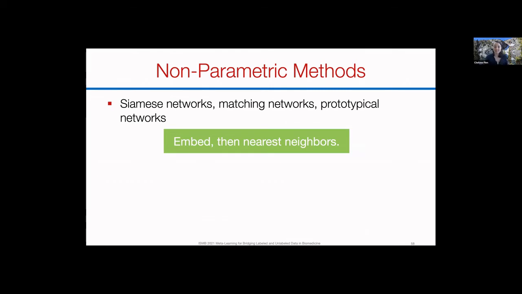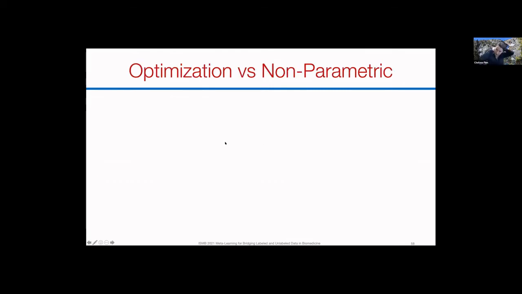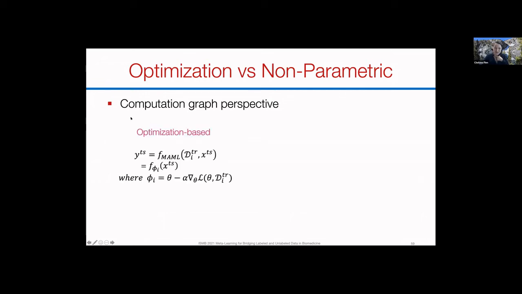Okay, so how does optimization-based meta-learning compare to non-parametric methods? One perspective that I think is useful is what I call the computation graph perspective, which is that you can actually write out these meta-learning methods as some overall function that takes as input the training examples and the test input, and does some sort of optimization on the training example, such as fine-tuning, and uses that to predict for the test example. And then you backpropagate essentially through that computation graph back to the parameters theta.